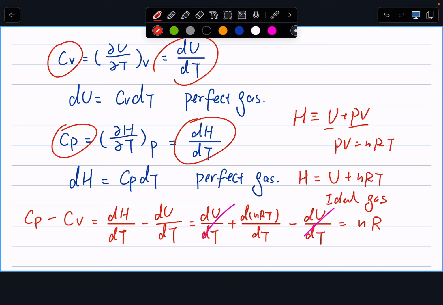All right, so that's the same result we get by solving the more general relationship between Cp and Cv and then using the ideal gas law. So this is a good example that in thermodynamics, very often we will get the same answer using different approaches to solve the problem.